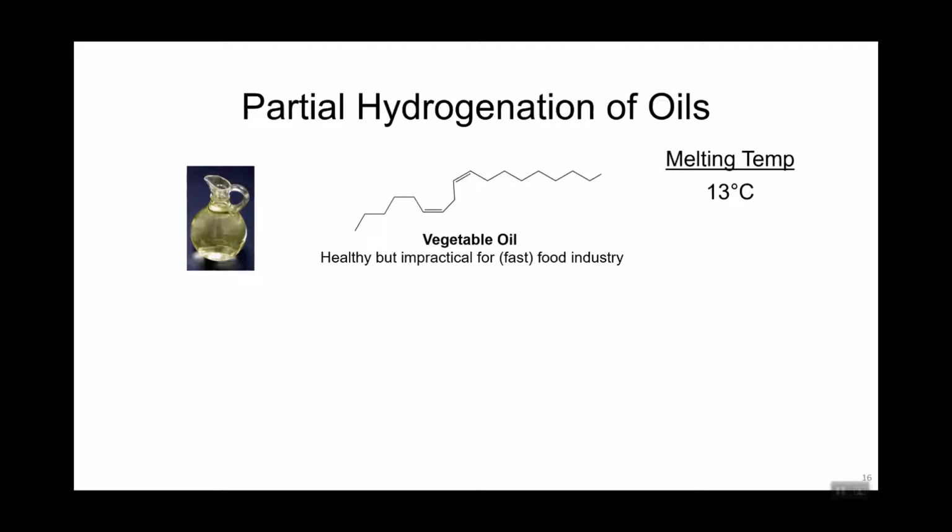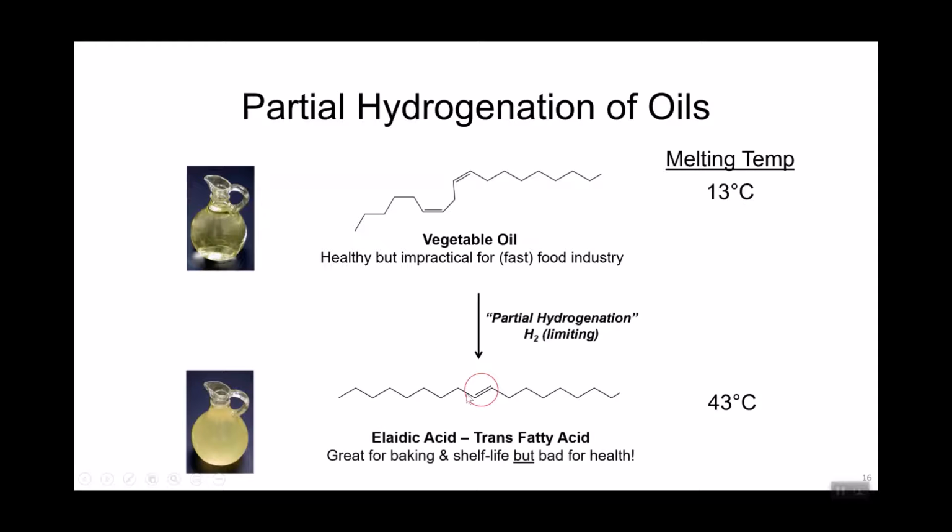We can remove the double bonds in this partial hydrogenation process, which will create fats that have trans double bonds, such as seen in oleic acid. And this can make them great for baking, but we now have a trans double bond, and this actually results in a higher melting temperature. And that's what allows them to pack together and can clog your arteries.